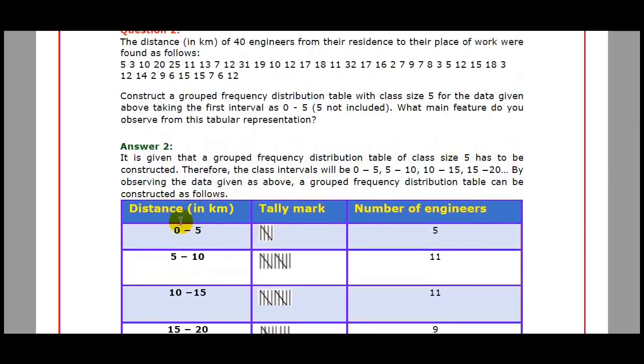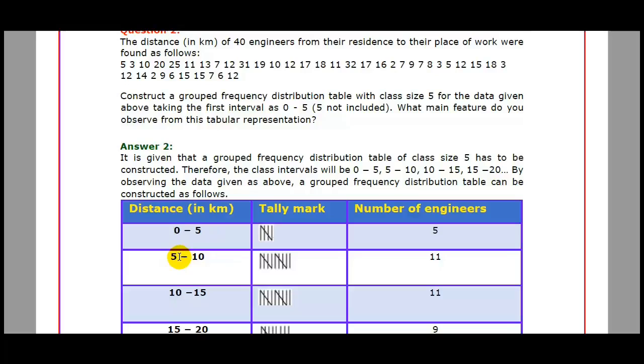Here 0 to 5, let us find the distance which is between 0 to 5. So we cannot include 5. 5 will be included in the next interval, 5 to 10. So here it is 1, 2, 3, 4, and then 5. So between 0 to 5 there are 5 engineers whose distance is between 0 to 5.